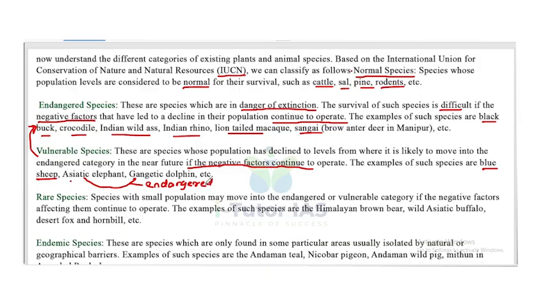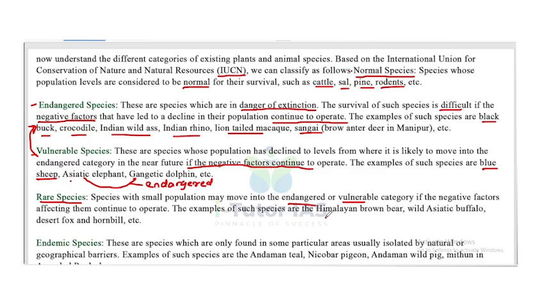Now, the next one is the rare species. As the name denotes, these species with a small population may move into the endangered or vulnerable category if the negative factors affecting them continue to operate. So these species may be moved to the endangered or vulnerable category if the negative factors continue to affect them.